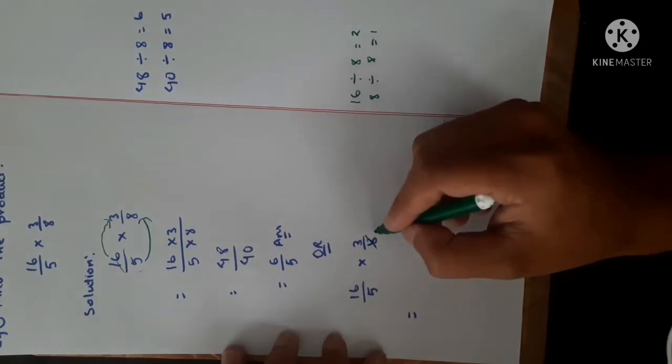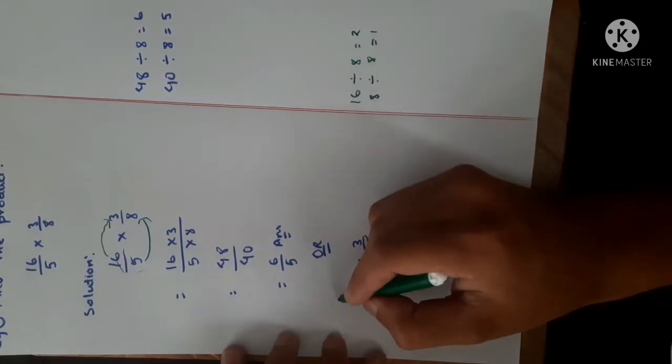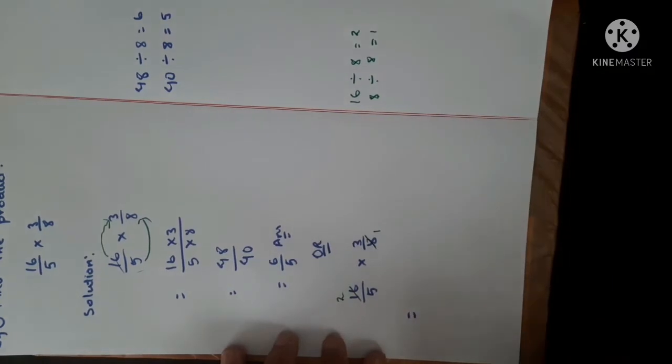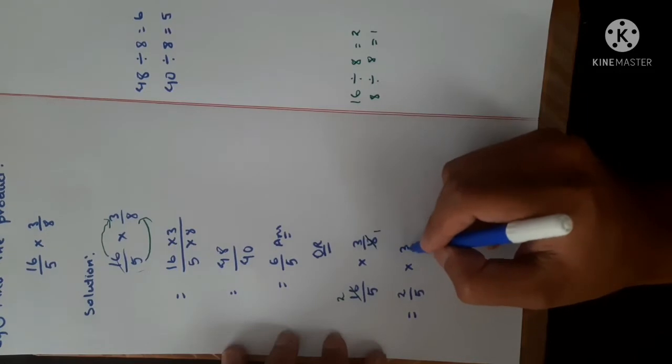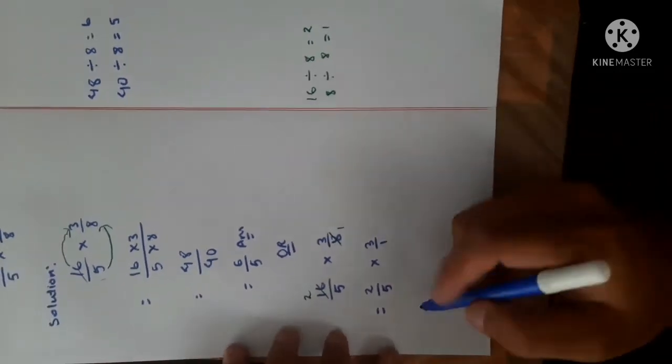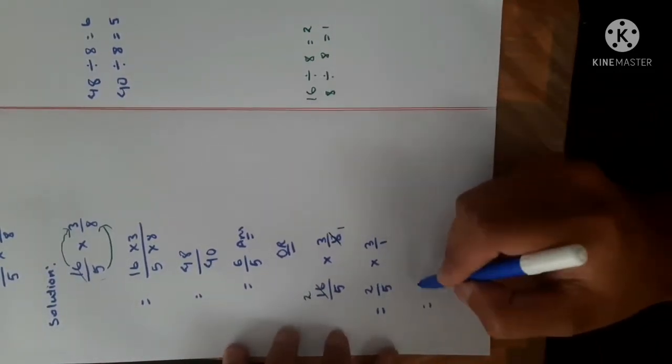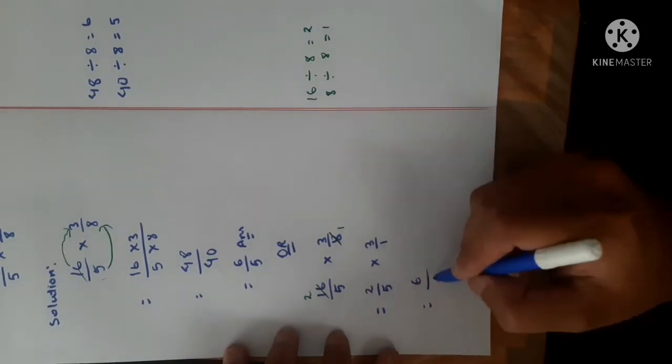8 divide 8, you will get 1, and 16 divide 8, you will get 2. So now we write 2 by 5 multiply 3 by 1, and this will be equal to 2 multiply 3 equals 6, and 5 multiply 1 is 5.